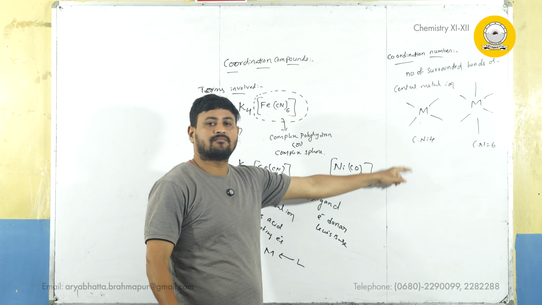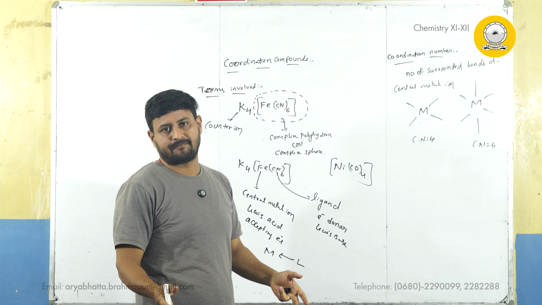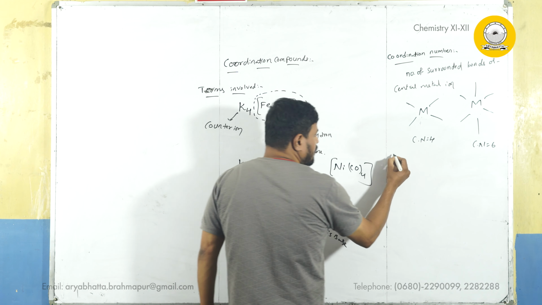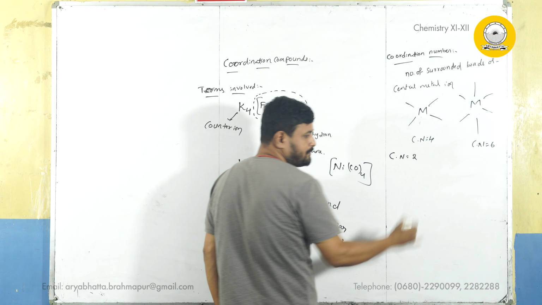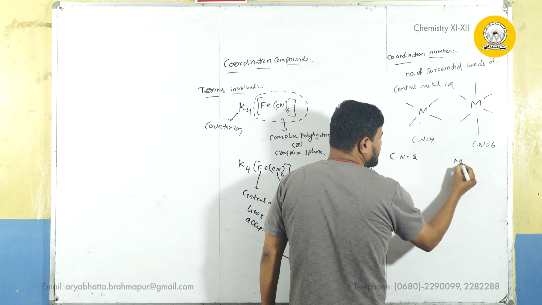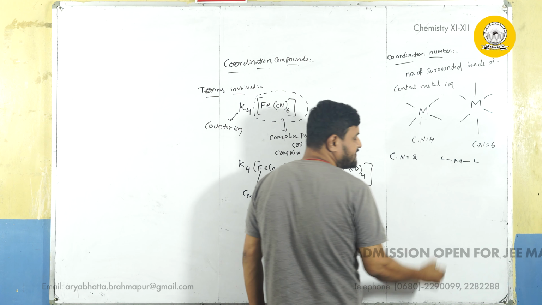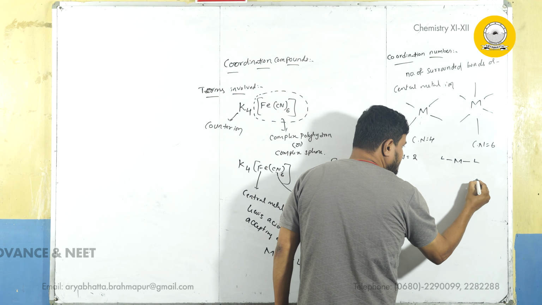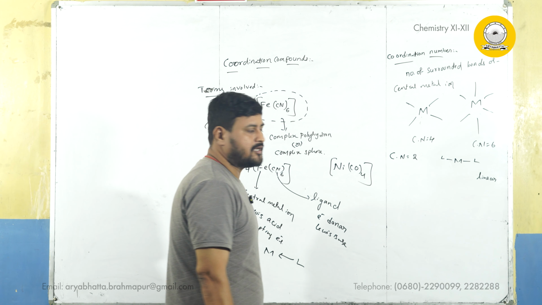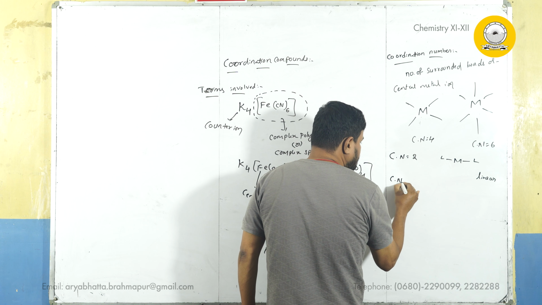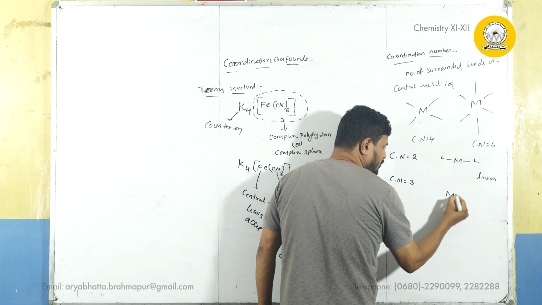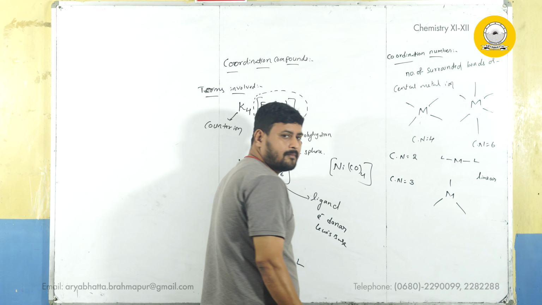Based on this coordination number, we can decide the geometry, and this concept is related with the chemical bond. For example, if the coordination number is 2, what happens? The coordination number 2 means the metal has 2 bonds with 2 ligands. That geometry is linear. And if the coordination number is 3, next chemical bond related concept, trigonal planar.